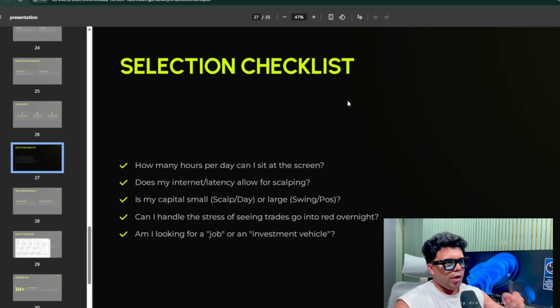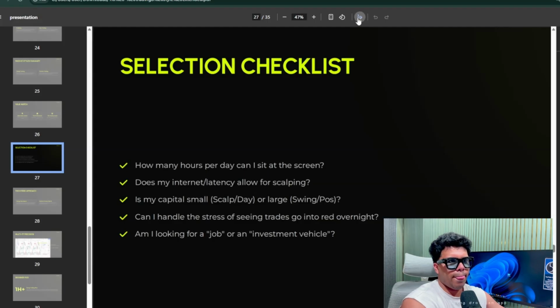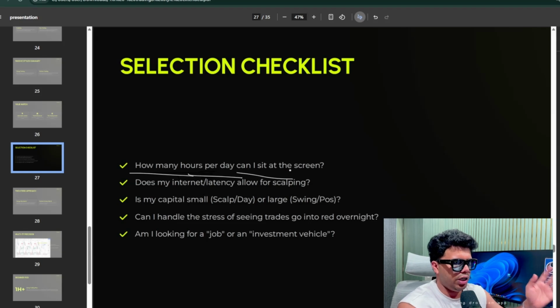And see this, the selection checklist: how to choose the best trading style for yourself. How many hours per day can I sit in front of the screen? Yeah, just a second, guys. You must ask yourself how much time you can spend in front of screens. If you can spend a lot of time, most of the time in front of screens, it's better to choose day trading or scalping. That depends on you. I'm not going to stop you, nobody is going to stop you. That's fully up to you, okay.